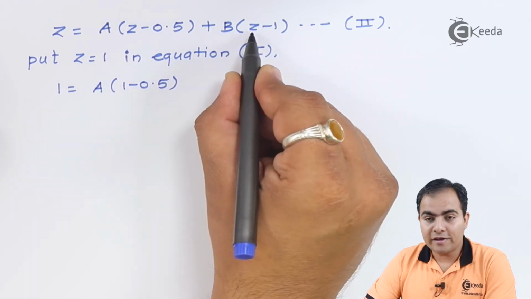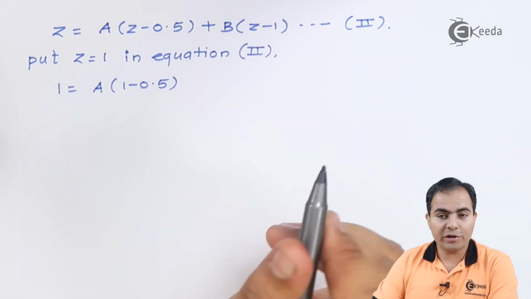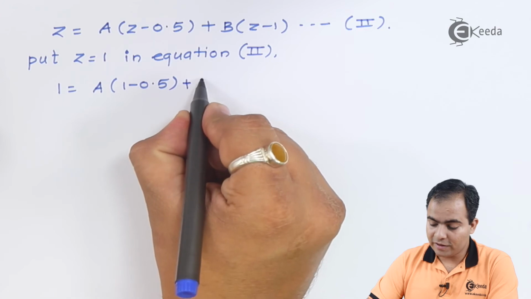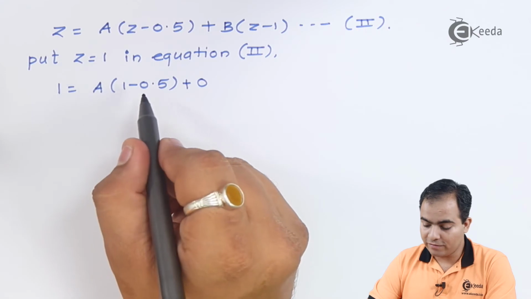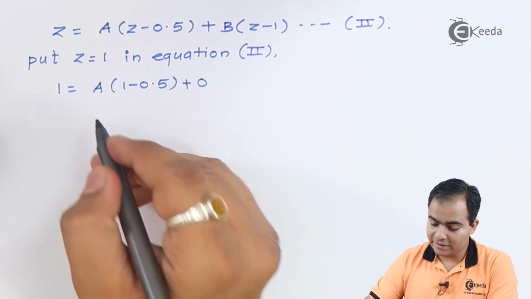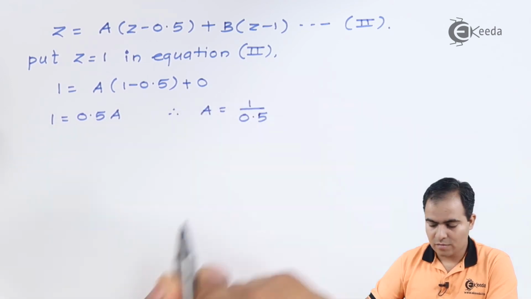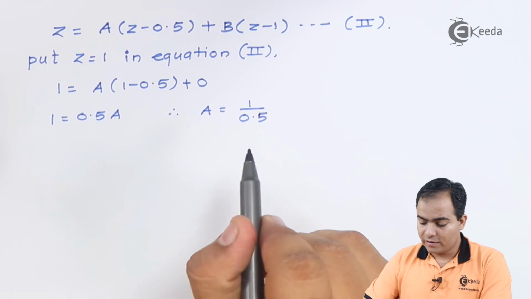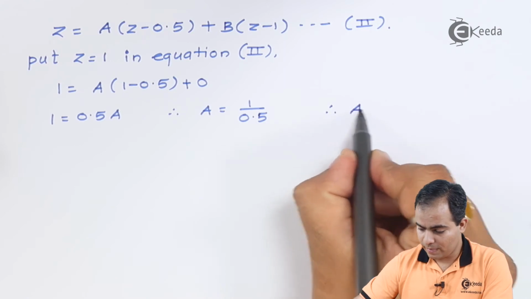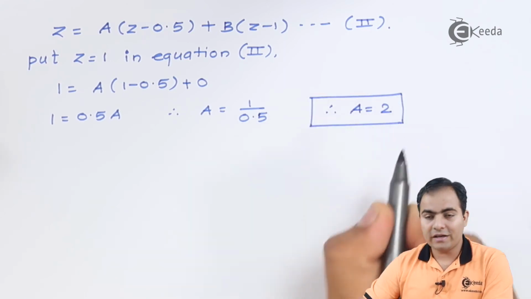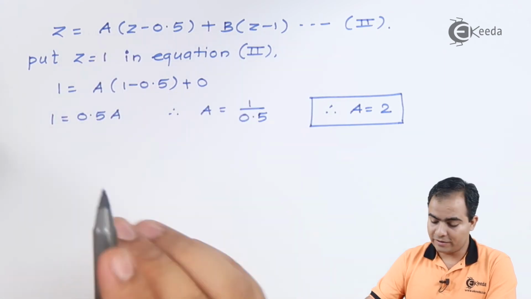But look here, if I replace this z by 1, 1 minus 1 is 0, and 0 into b is 0. So I'm not going to write the value of b; I'll replace it by 0. Now next, 1 minus 0.5 is again 0.5. I'll shift it to the left hand side. So here we will get 1 by 0.5, which is nothing but 2. So our a value is 2. Similarly, we'll substitute z equals 0.5 to get the value of b.